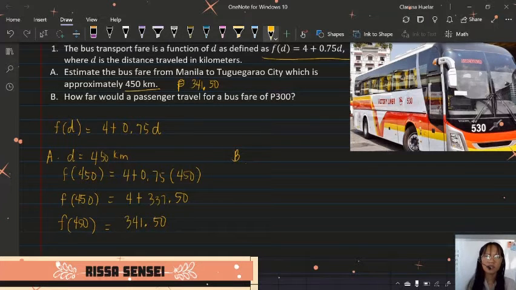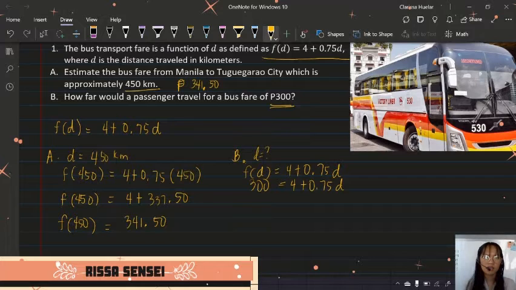For letter B, ang tinatanong naman is the distance. So, we are looking for the distance. Ito ang hanap natin. And given the bus fare. And what is the representation of the bus fare? That's f of d. So, all you have to do is to substitute 300 pesos to f of d. Ang f of d natin is 4 plus 0.75d. So, itong part na to, since ito yung fare, it will become 300. 300 yung given, equals 4 plus 0.75d.